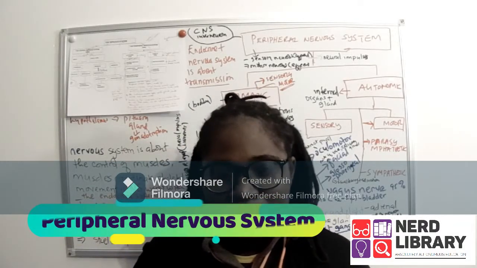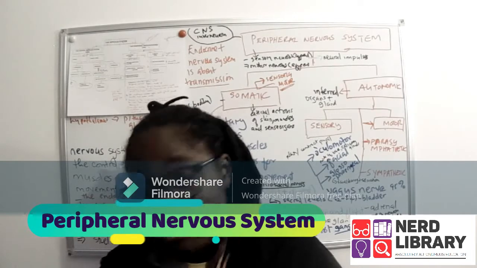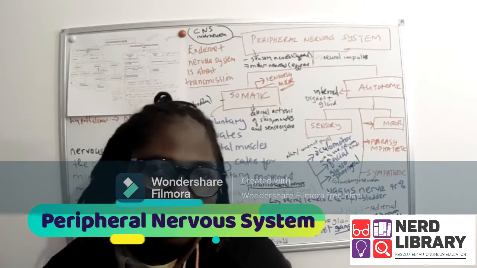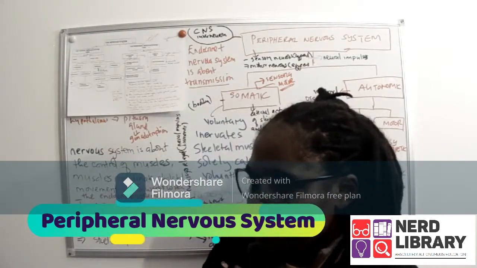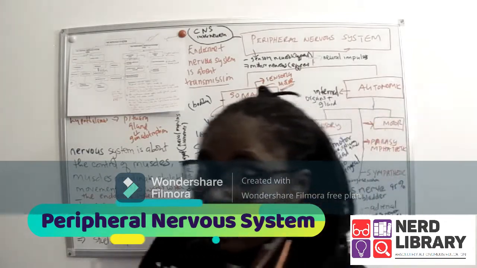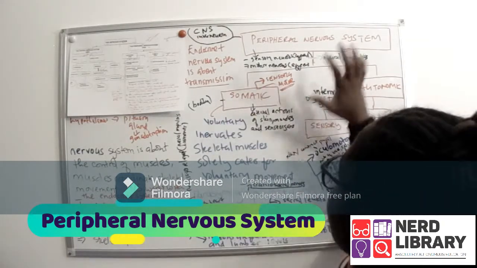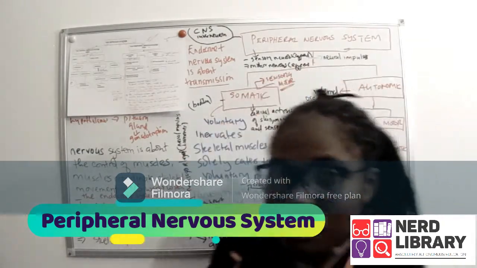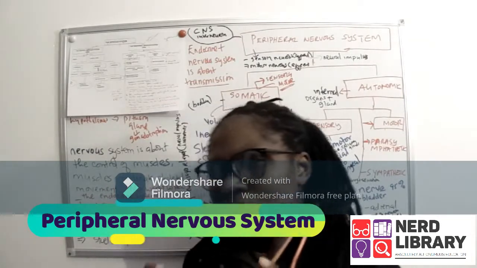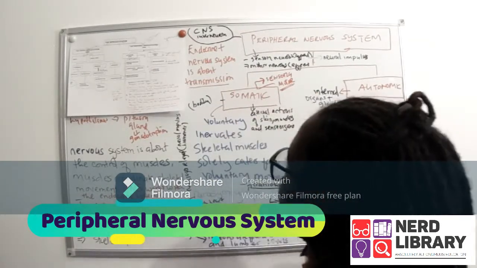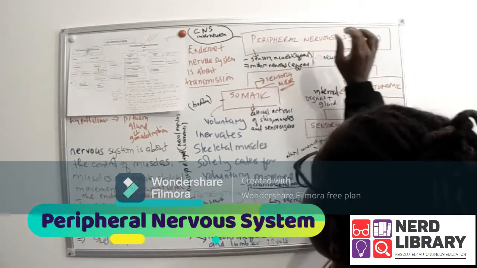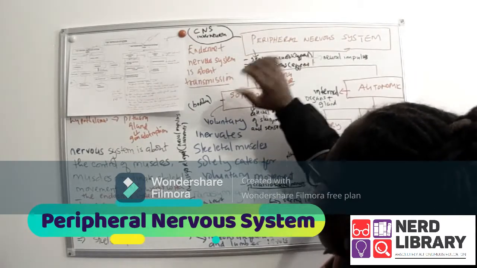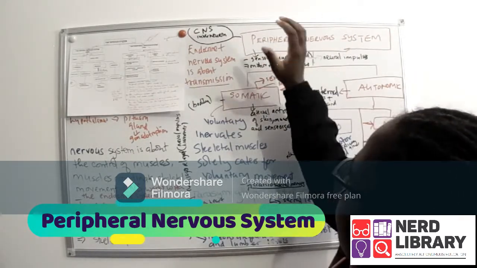Yeah, so good evening. What we endeavor to do today is to look into the nervous system, covering the peripheral nervous system. But before we do that, maybe we just look into the overview of the central nervous system in relation to the peripheral nervous system.